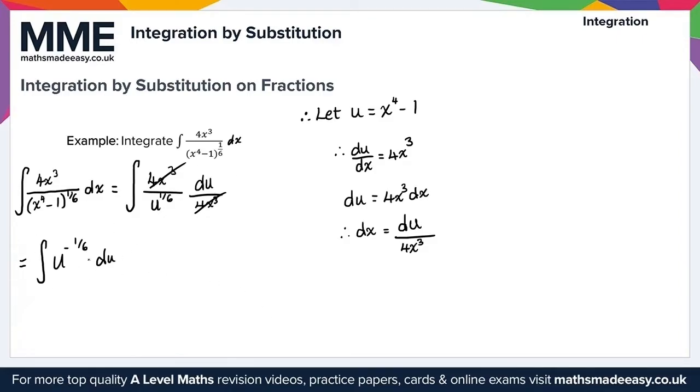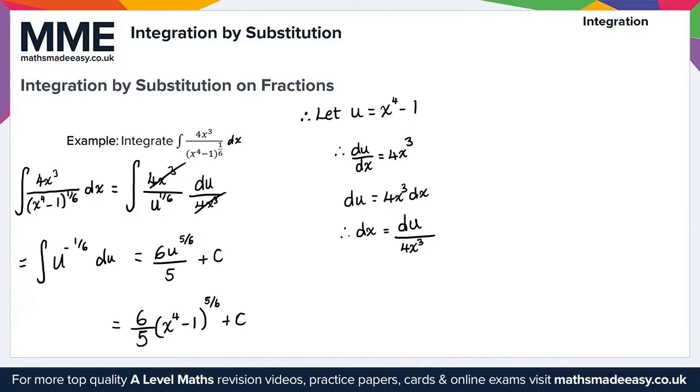So now we just simply need to evaluate this integral. In that case, add 1 to the power and divide by the new power. So what we get here is 6u to the 5 over 6, and we divide that by 5. Don't forget, as we have no limits here, we need our constant of integration. And all we need to do now is substitute our u back in. We know u is equal to x to the 4 minus 1. If we substitute that back in, then what we obtain is 6 over 5 times x to the 4 minus 1, all to the power of 5 over 6, and again, don't forget our plus c. So that gives us everything we need for integration by substitution on fractions.